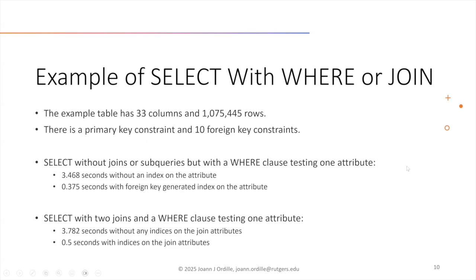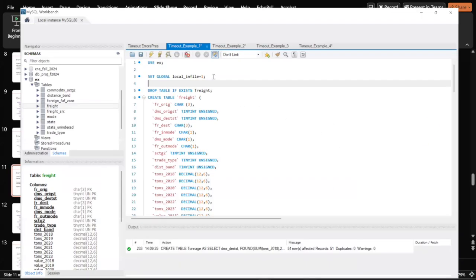If I do a select without joins or subqueries with a where clause that tests one attribute, it takes about 3.5 seconds if that attribute is not indexed, but it takes about 0.4 seconds if the attribute is indexed. If I do a select query with 2 joins and a where clause testing one attribute and nothing is indexed, it takes about 4 seconds for that query to run. If I add an index for each join attribute, then it takes about half a second. Okay, so let's take a look at that.